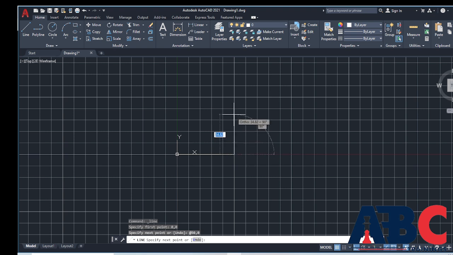Again give the value 0, 40, enter. Again, x minus 40, y 0, enter. Now x 0, y minus 40.